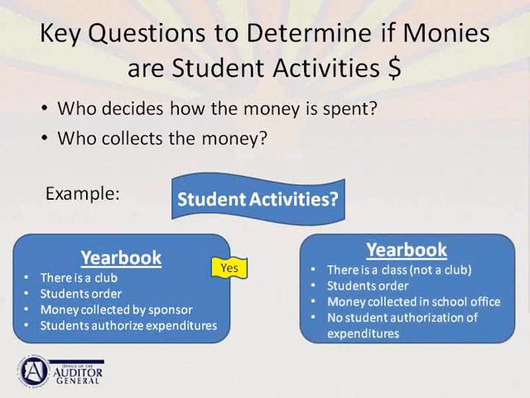In our second example, there is no yearbook club, but there is a yearbook class. The students order the yearbooks here too, but money is collected in the school office. Further, in this example, expenditures are not subject to student authorization. In this example, the yearbook would not be considered a student activity.